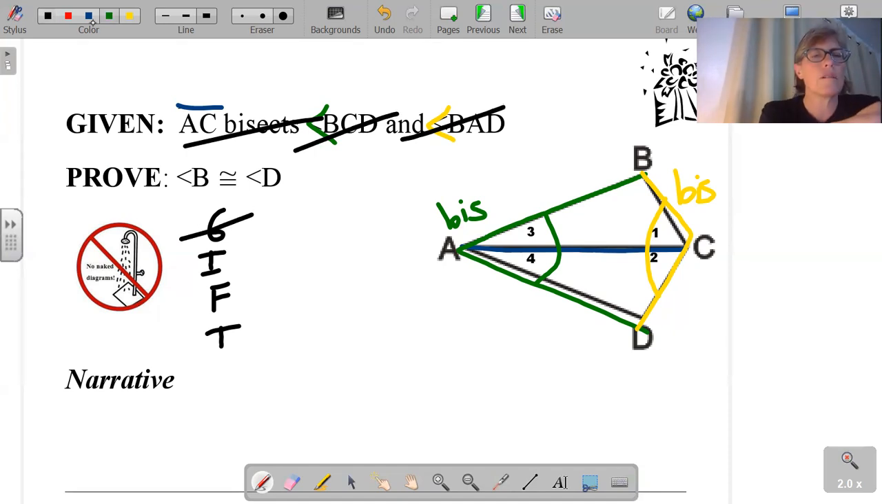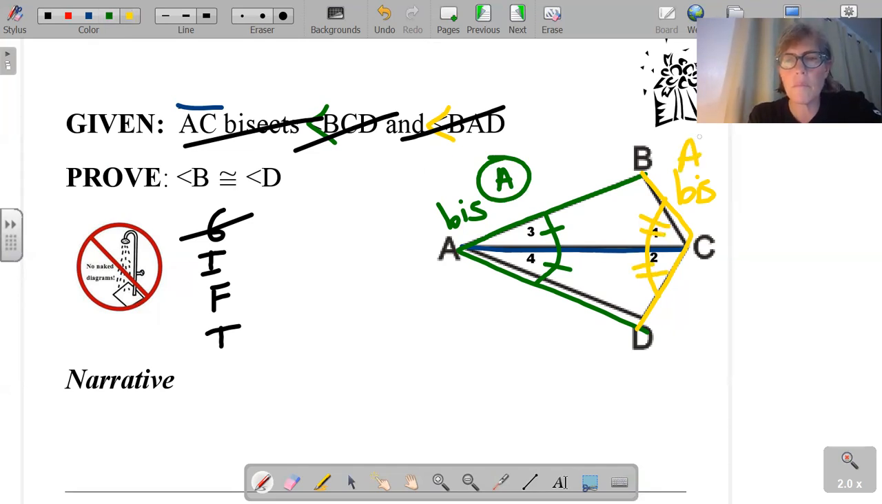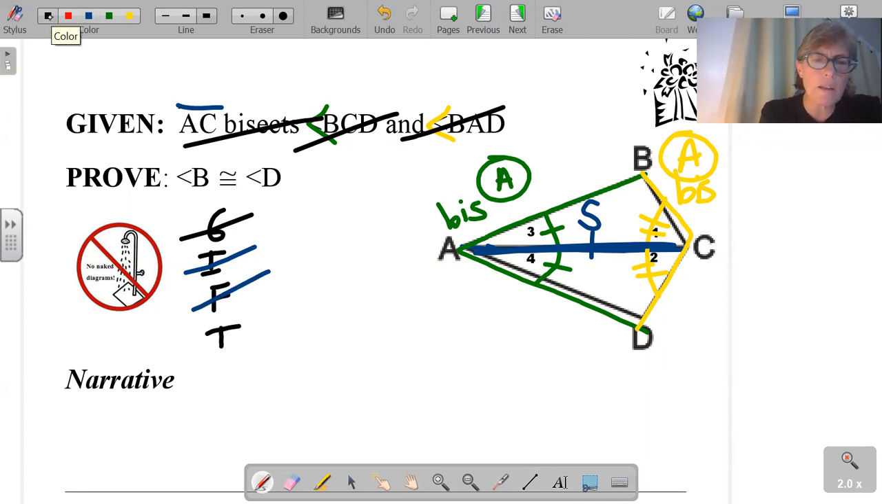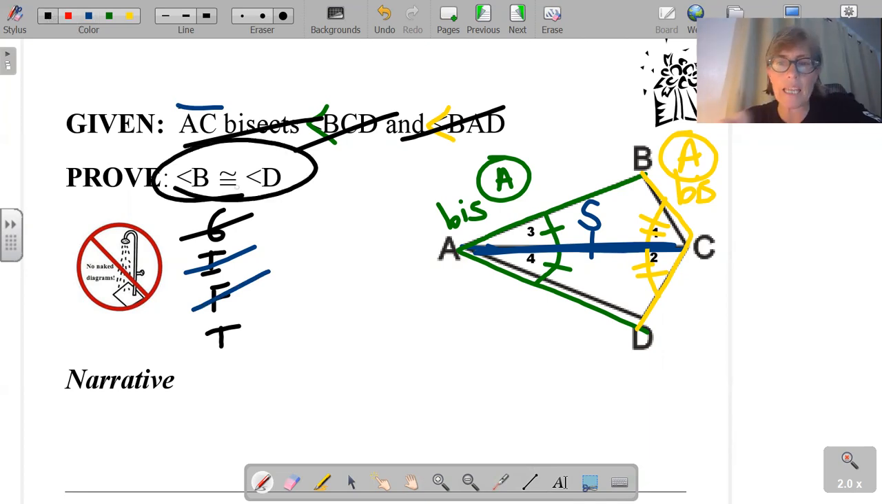Implied. Of course, the bisector over here implies 3 and 4 are congruent. The bisector over there implies 1 and 2 are congruent. Freebies. AC is congruent to AC. That's reflexive. We're trying to prove that angle B and D are congruent. That's what we're ultimately trying to prove, the squiggles there.